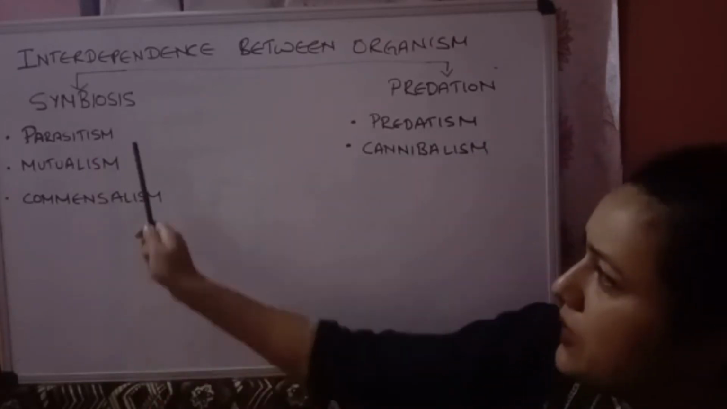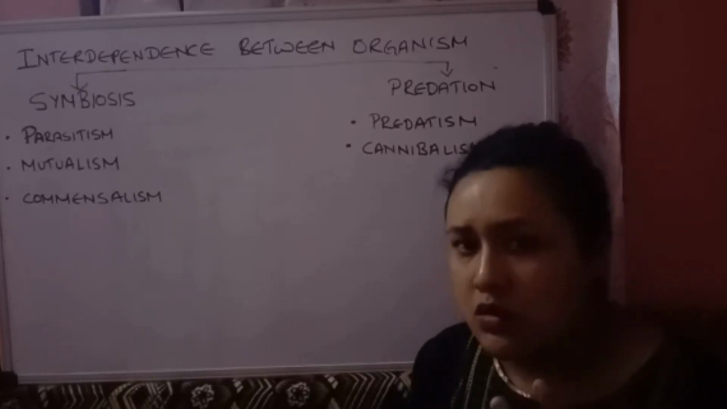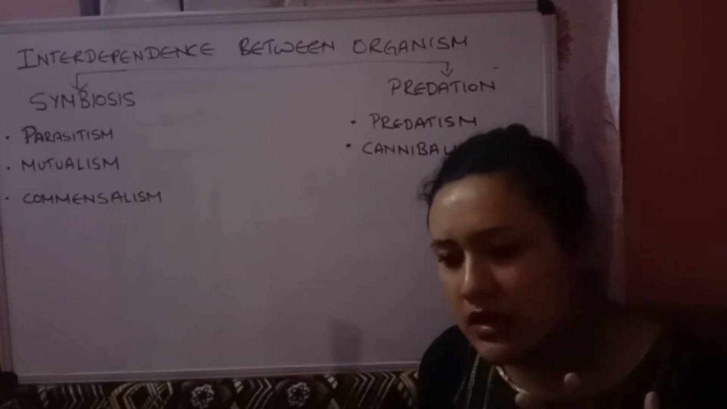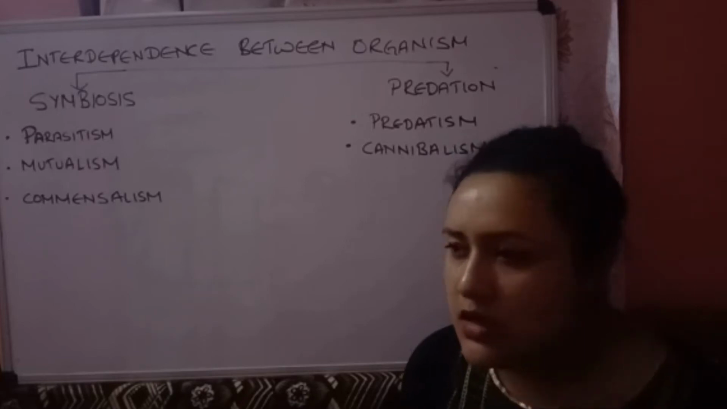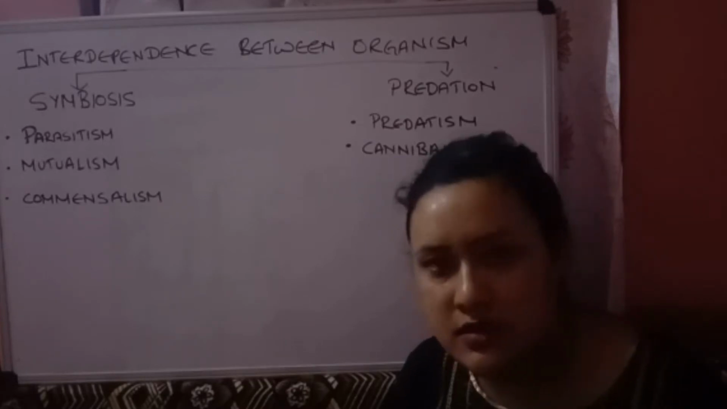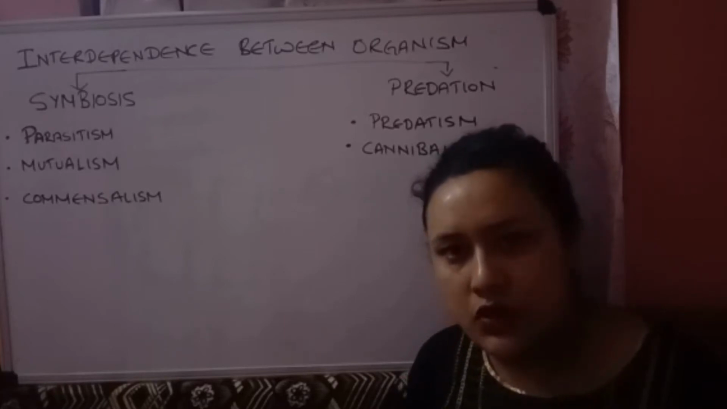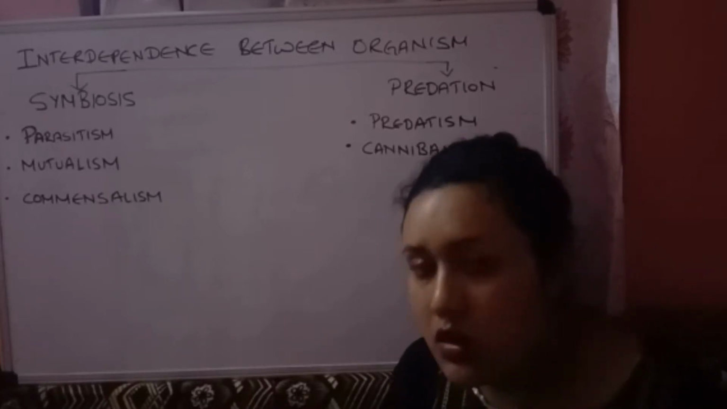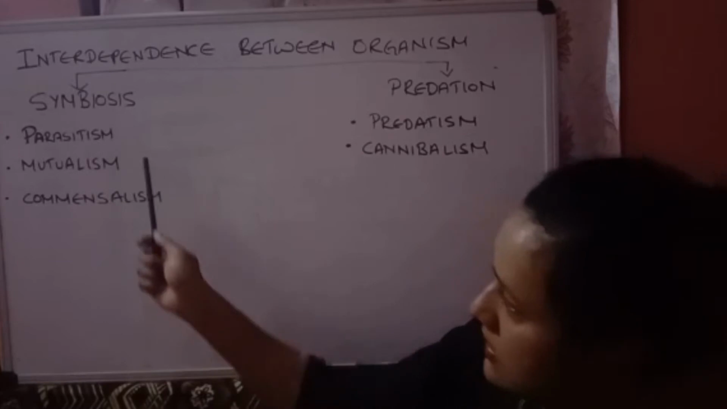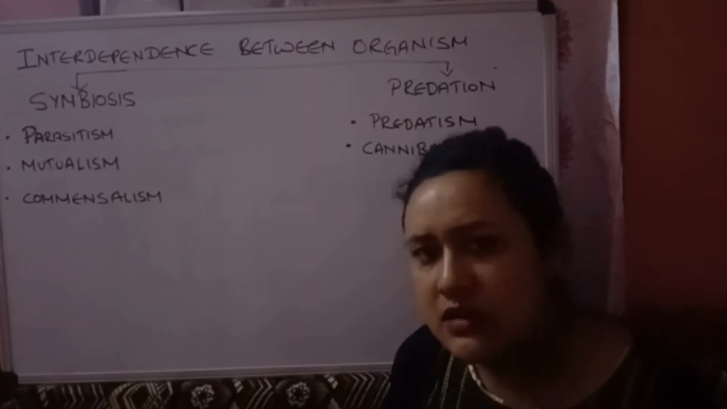Okay, parasitism, you all know parasitism. Here there are two partners in the relationship between two organisms. One is the parasite and the other one is the host organism. You can take an example: a cow and a leech. The leech is a parasite, the cow is the host organism. Another example is dog and lice. Lice is a parasite, and the dog is the host organism.